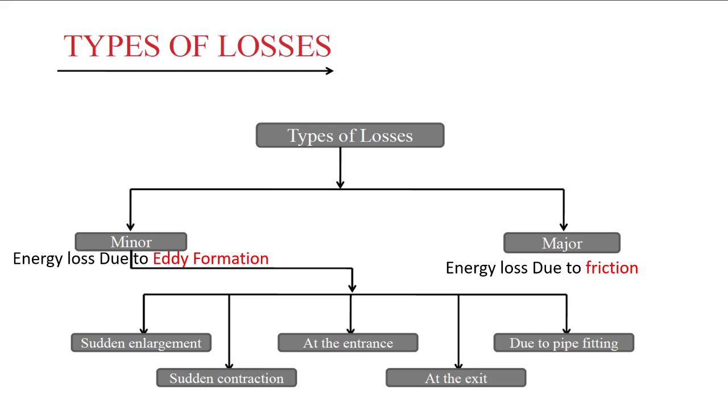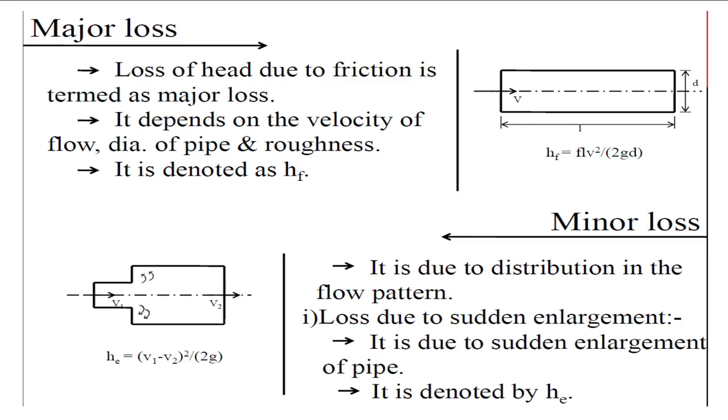So further, minor losses are categorized into 5 types, that is loss due to sudden enlargement, loss due to sudden contraction of the pipe, loss at the entrance, loss at the exit and loss due to the pipe fitting. We will see them one by one.